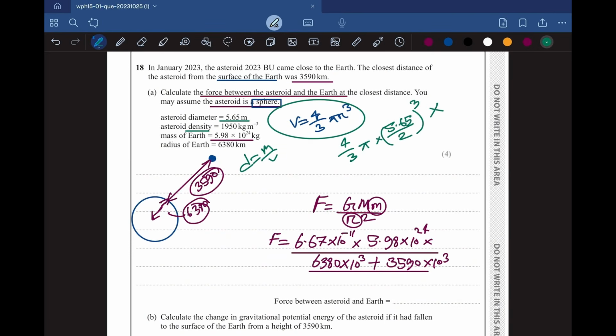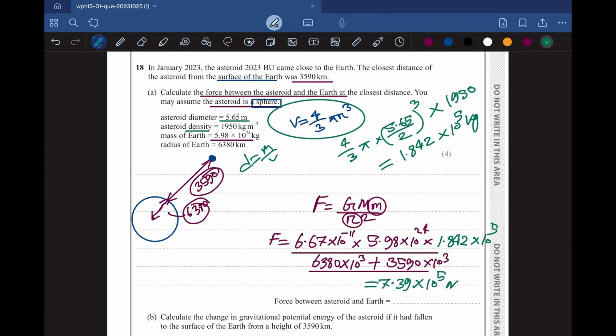My density is 1950, multiplied with 1950 will give me my mass, and this value will be 1.842 into 10 to the power 5 kilograms. So I will put it right here, 1.842 into 10 to the power 5. So putting all of these values, we will get our answer as 7.39 into 10 to the power 5 Newton.